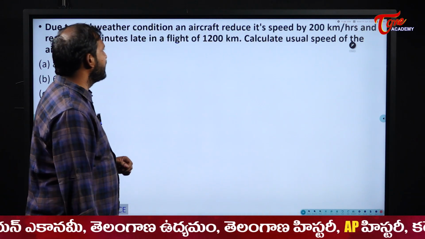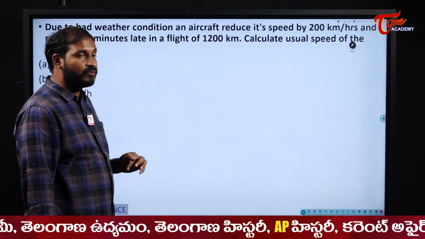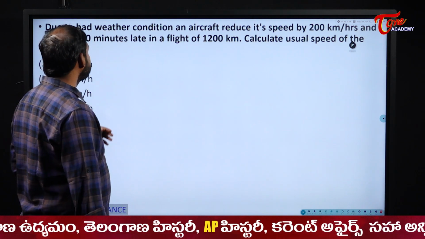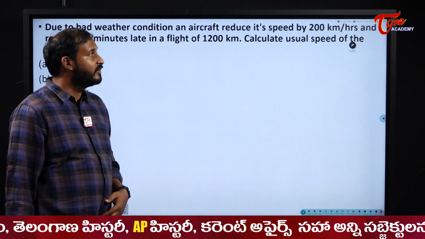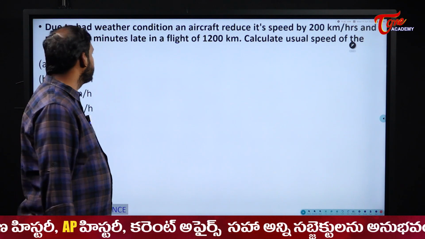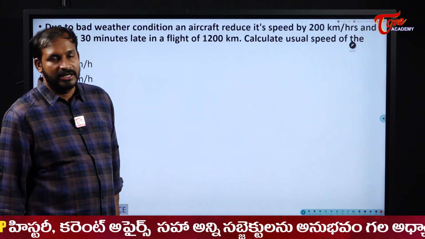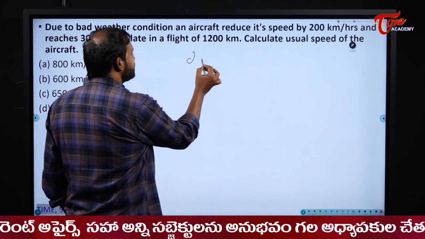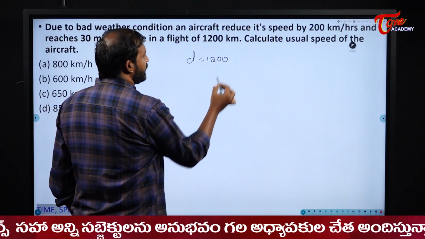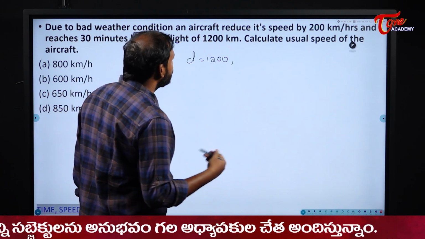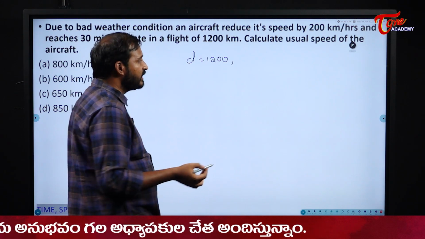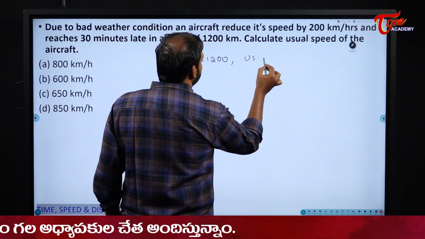Due to bad weather conditions, an aircraft reduces its speed by 200 kmph and reaches 30 minutes late in a flight of 1200 kilometers. Calculate the usual speed of the aircraft. Now here they have given us the distance. What is the distance they have given us? 1200. Okay, what is his usual speed? We don't know his usual speed here. Usual speed we need to find.